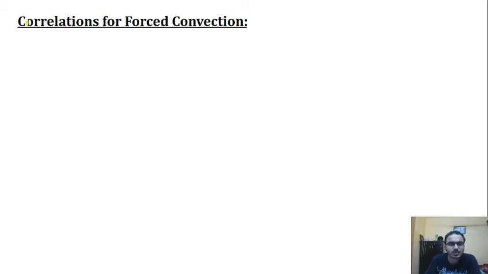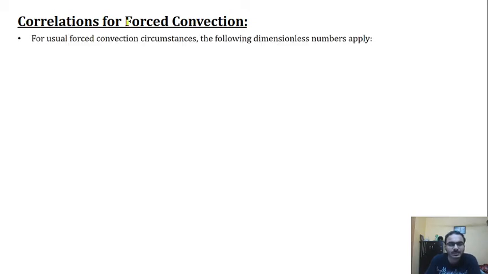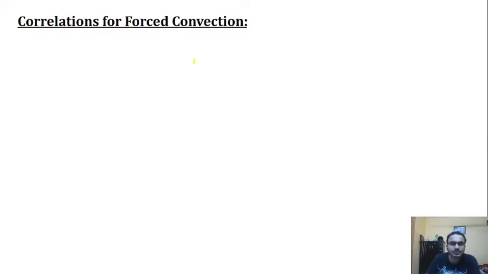Now the next is correlations for forced convection. That is a separate theory. We have already finished the free convection part, correlations for free convection. Now we are dealing with correlations for forced convection.